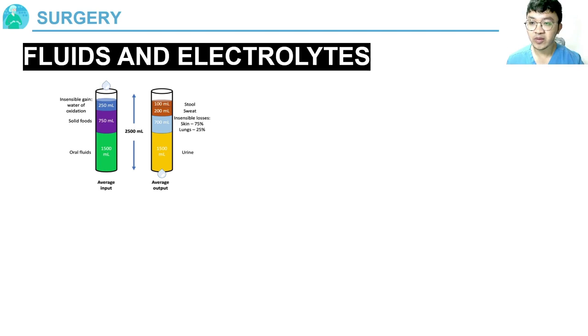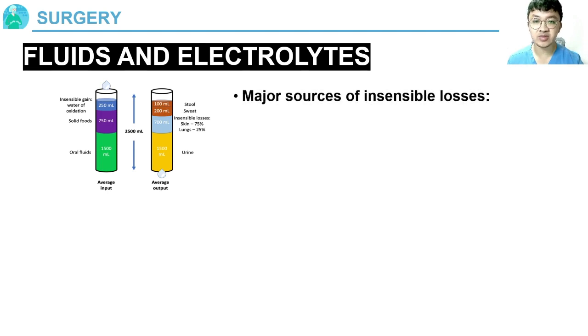Now, when we're talking about how fluids are lost from our body, it's not only important to identify the sensible losses, which are losses that can be measured directly. It's also important to take note of your insensible losses. We have two organ systems which are usually part of your insensible losses: the respiratory system and the skin. Lungs make up 75%, while the skin makes up 25%. Again, lungs 75, skin 25.